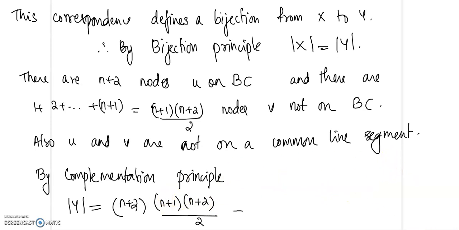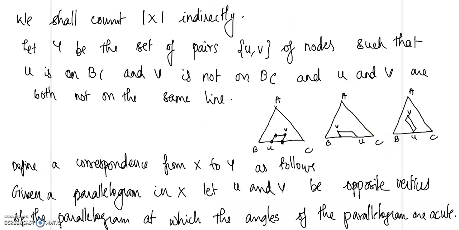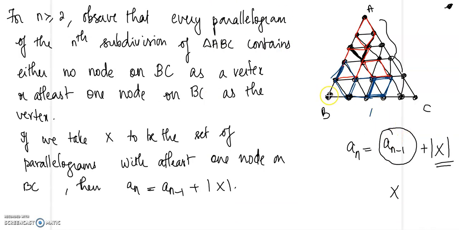So when we take the first point, and take the product of U into V, the pairs sharing a common line segment must be removed. So if I take the first point, and there are n plus 2 points, then corresponding to the first point you will have n plus 1 points which are sharing a common line. So we do not have to choose such points.